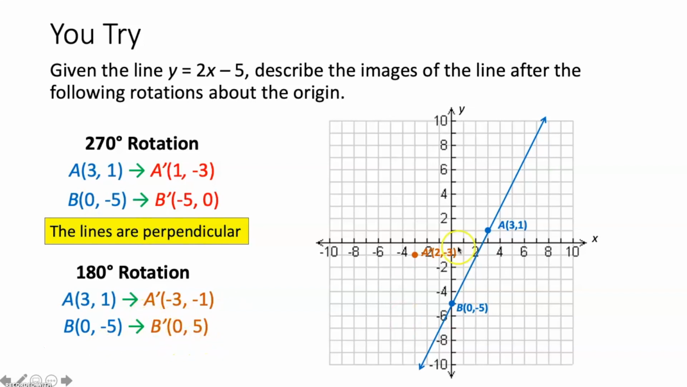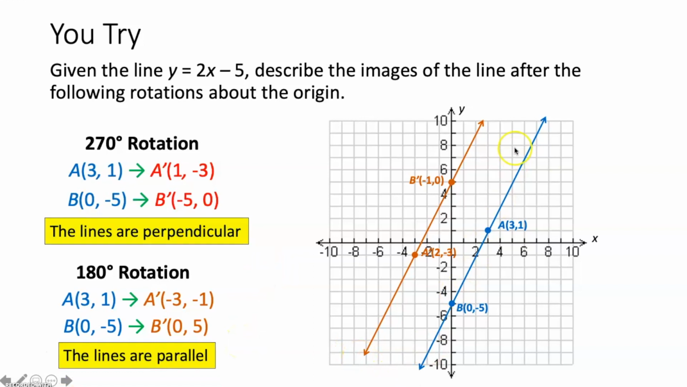So 0, 5, let's graph that, over 0 on the x-axis, up 5 on the y-axis. We put our B prime. We draw a line going through those, and you see that the 180 degree rotation of our line, again, creates a parallel line to our pre-image line.